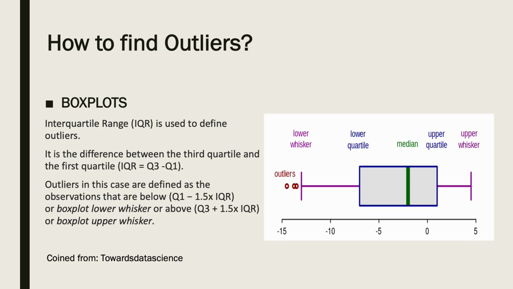You can also use a box plot. You can find your interquartile range, which you can then use to find what we call the lower whisker and the upper whisker. Any data that is outside of the lower and upper whisker, which can be found by multiplying the interquartile range by 1.5 and subtracting from Q1 or adding to Q3, is again considered an outlier.